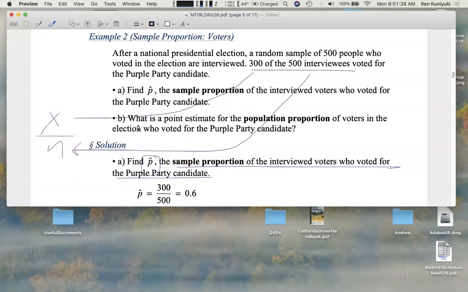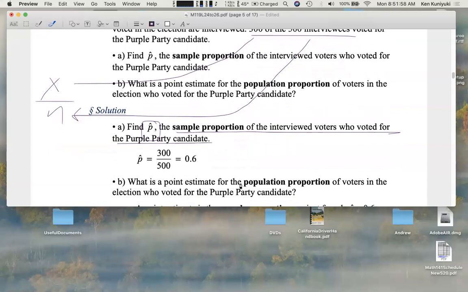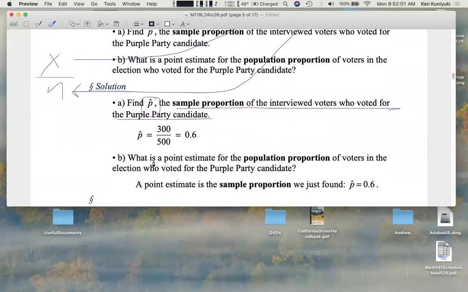But then, based on that exit poll, what is a point estimate for the population proportion of voters in the election who voted for the Purple candidate? So this is the actual population proportion among the millions of voters who voted in the election. We weren't able to do a census, so instead we looked at a sample. All right. What is a point estimate for the population proportion of voters in the election who voted for the Purple Party candidate? Well, it's going to be p hat, the 0.6.